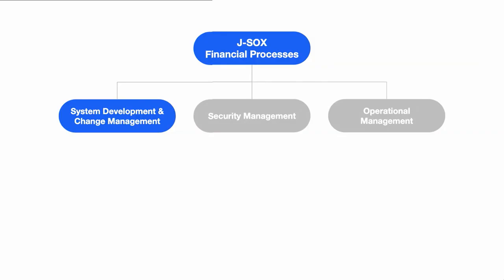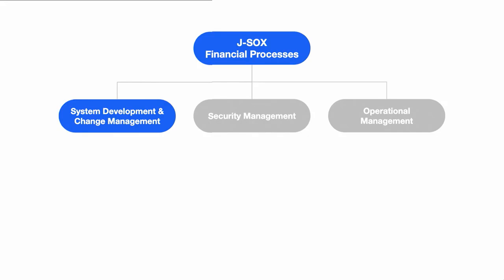There's a couple different portions of J-SOX. They are labeled System Development and Change Management, Security Management, and Operational Management. The main one that we're concerned with as money teams is the first one, which is System Development and Change Management, and this mainly deals with creating software, writing code, deploying this code into various environments.